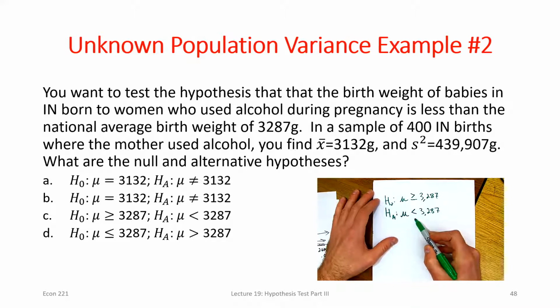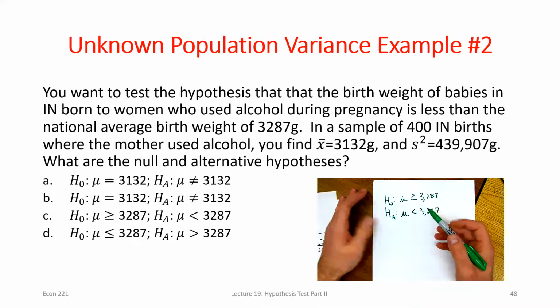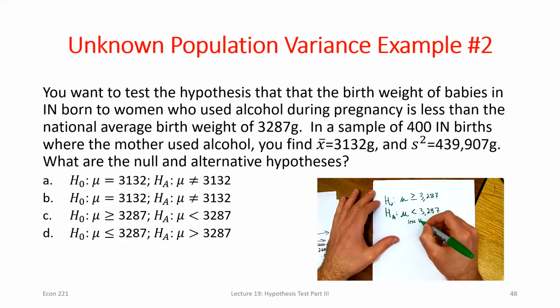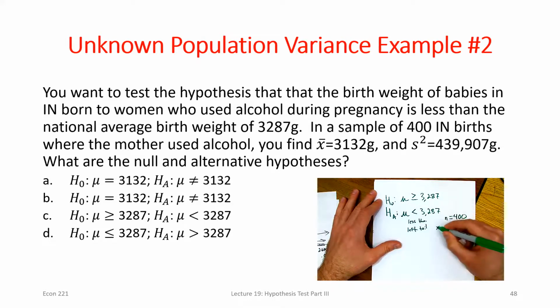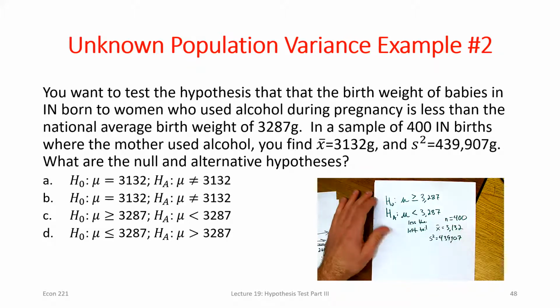You look at the alternative hypothesis, what sign is there? Less than sign. So we've got a less than, or said differently, a left tail test. Okay. And then I can write everything else down, right? Sample size is 400, and sample mean and sample variance were given to me. So now I've got everything that I was given. I've identified the null and alternative hypothesis here, so it's going to be C, because what I want to test for is that it's less than, so I should have a less than sign in the alternative hypothesis.